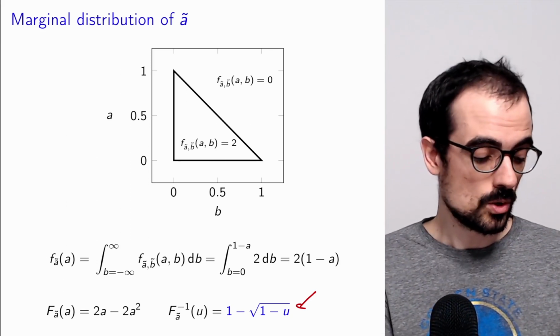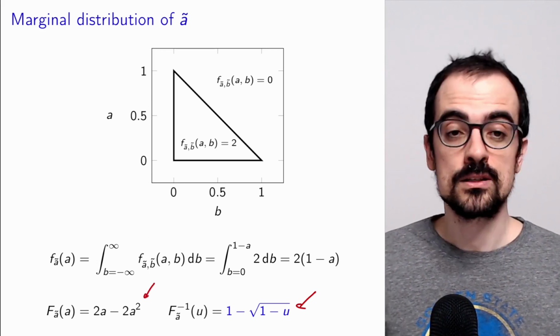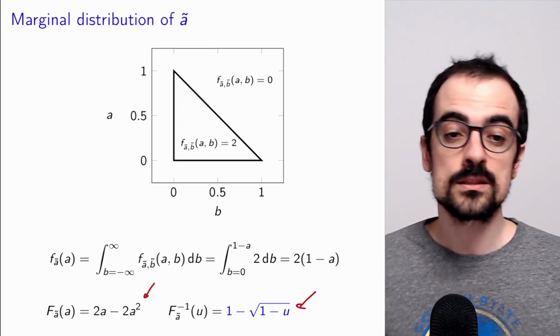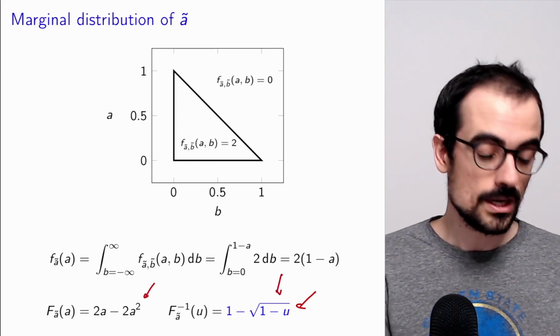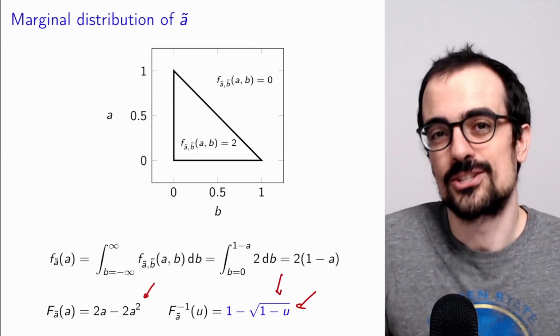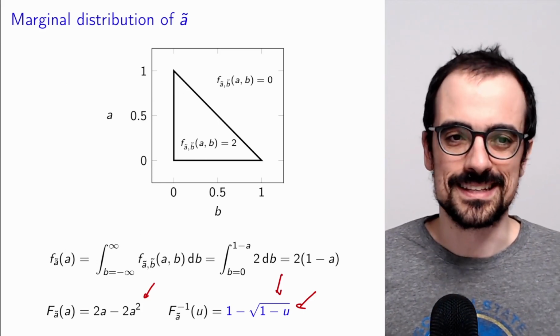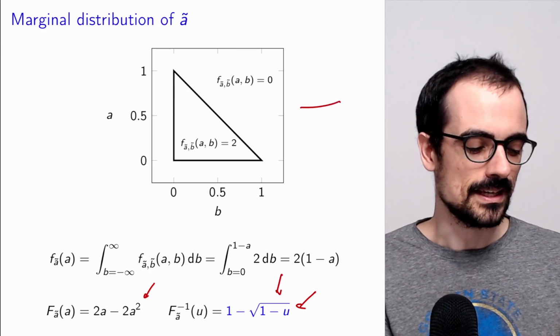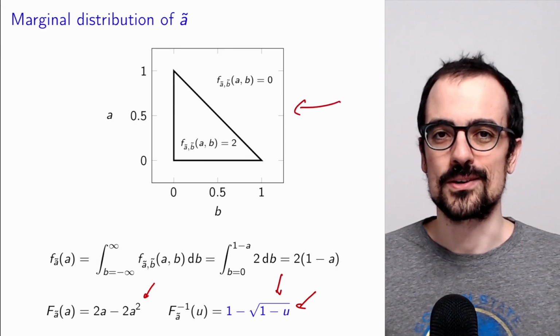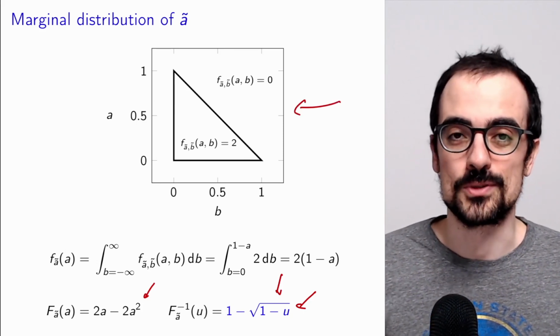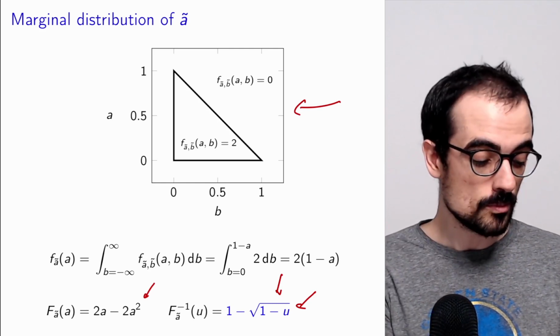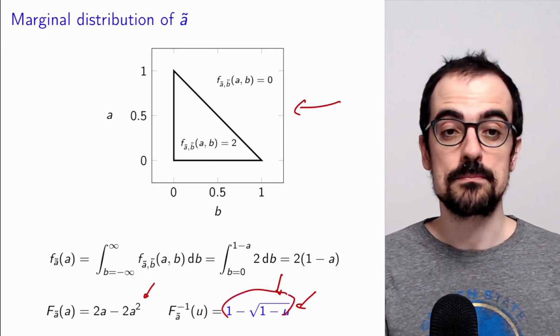Awesome. By the same argument, by the way, as I said, the marginal of B is 2 times 1 minus B. So the CDF of B is 2B minus 2B squared. So we can use exactly the same formula, feed it through B, because they have the same marginal PDF. I mean, that's the thing, right? By symmetry here, the vertical and horizontal coordinates have the same marginal distribution. So we can also use the same formula to generate samples from B.